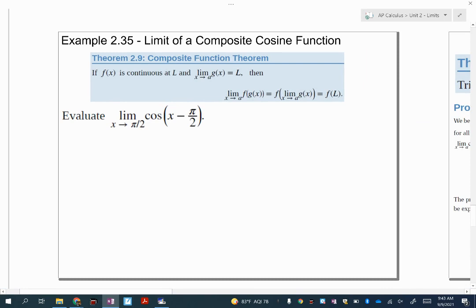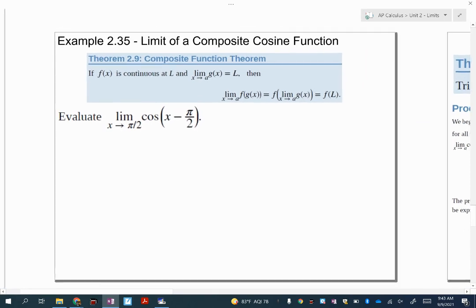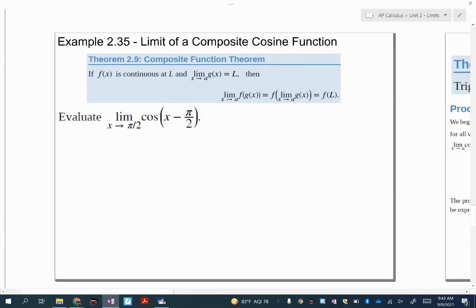Almost there. Now, there's this composite function theorem that states that if f of x is continuous at L, and you have the limit as x approaches a of a g of x function, so a different function, is also equal to L, then if you were to look at the limit as x approaches a of the composition of those two functions, you can take the first function and move it in front of the limit, and it applies to whatever you get of that limit. So let me show you with this one, right?